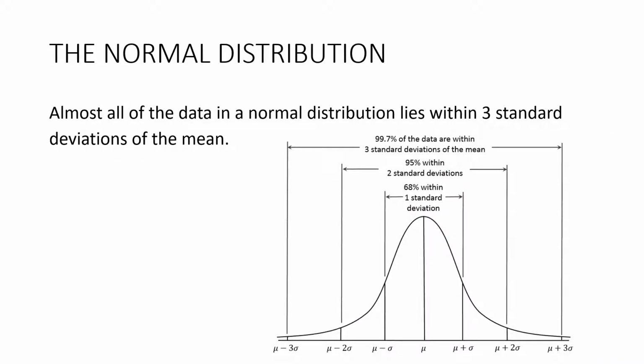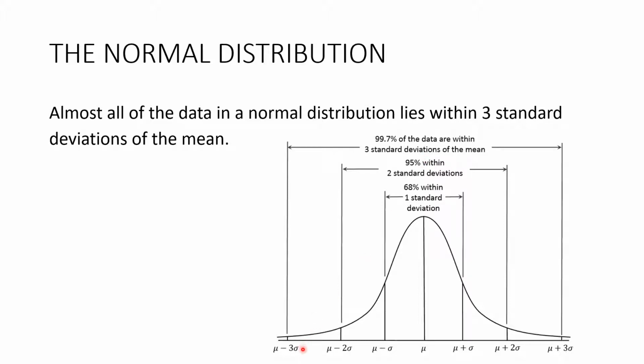Now here's the beauty of the normal distribution. Almost all of the data lies within 3 standard deviations of the mean. So let's have a look what that means. So here's our mean here. If I add a standard deviation and subtract a standard deviation, then in here 68% of the data lies in here. So most of the people, if you think of the height example, are in between here. 95% lies within 2 standard deviations of the mean. So almost everybody lies in here.